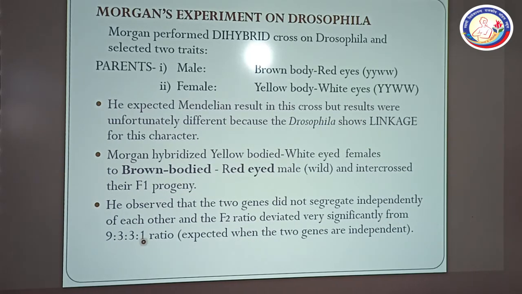The F2 ratio deviated very significantly from 9:3:3:1. What do you mean by this? Basically, if that was a Mendelian cross, then the result would be 9:3:3:1, but the results were different from this ratio.